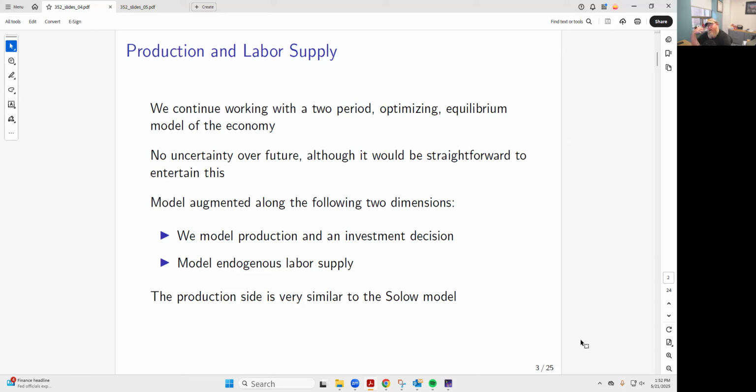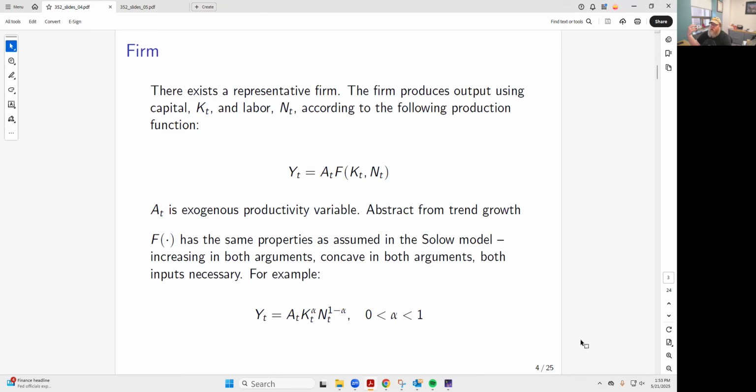So, like we always have, we will generalize this to a representative firm, just like we did with consumption and the representative household. But there is, of course, a lot of nuance built in here. We're going to model both the production and the investment decision from the firm's perspective. And then we're going to model the supply of labor as an endogenous factor of consumer, or I should say worker, utility maximization.